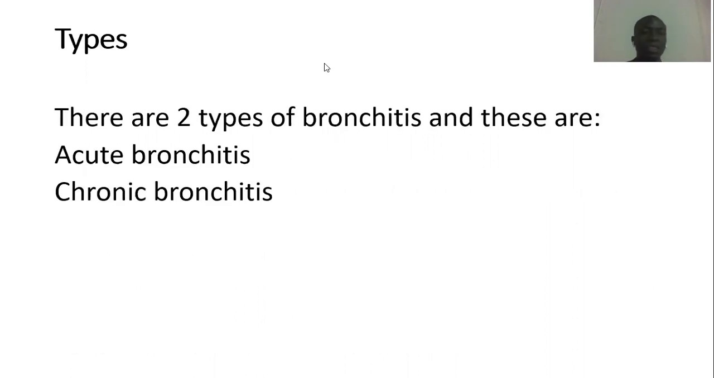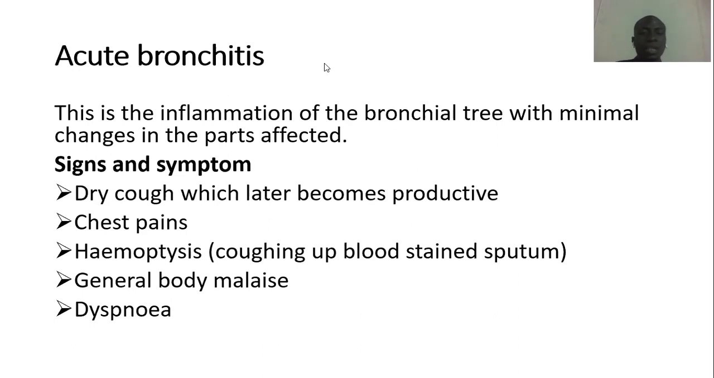Types of bronchitis. There are two types of bronchitis: acute bronchitis and chronic bronchitis. Acute bronchitis is the inflammation of the bronchi tree with minimal changes in the parts affected.